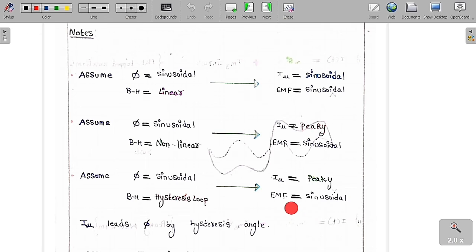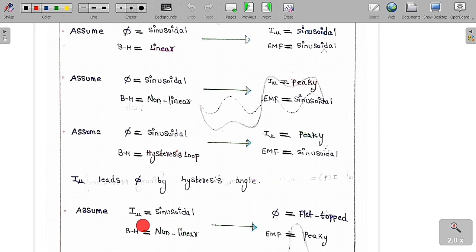So therefore, again EMF, I already told you EMF is a function of flux only. So therefore, it is also again sinusoidal. And I mu is going to lead the flux by some hysteresis angle. So this current I mu is going to lead the flux by a small amount of hysteresis angle.